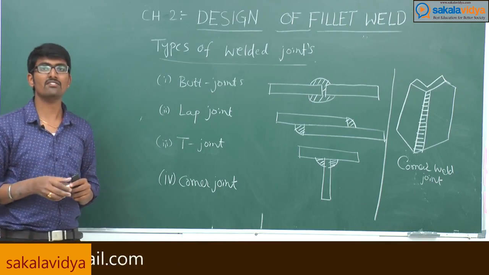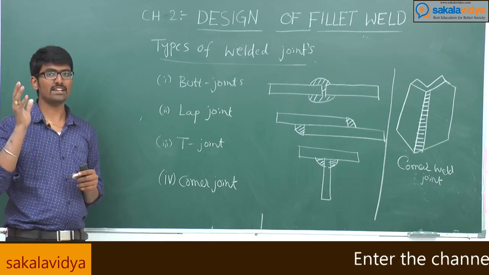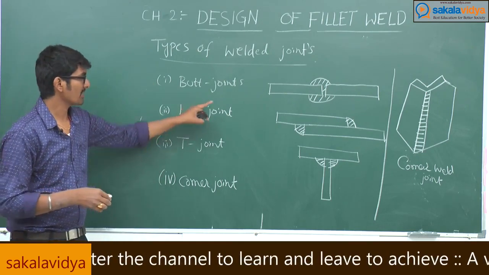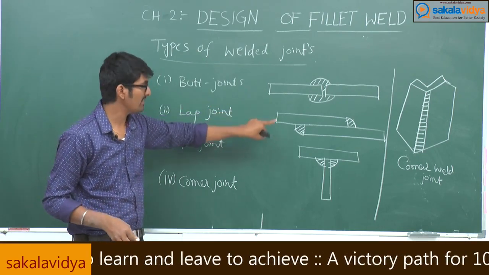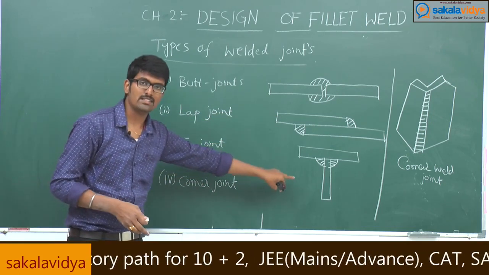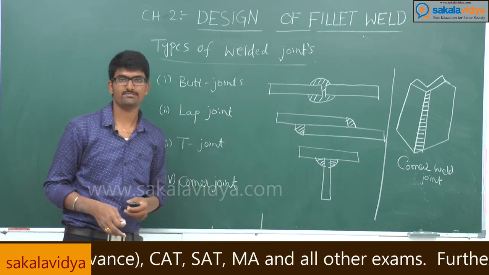Previously I have shown different types of welded connections. This is the classification based upon the welded joints: butt joint, which are connected on the same plane, lap joint, which are overlapped on each other, T joint, which is placed in the form of a T, and corner welded joints.